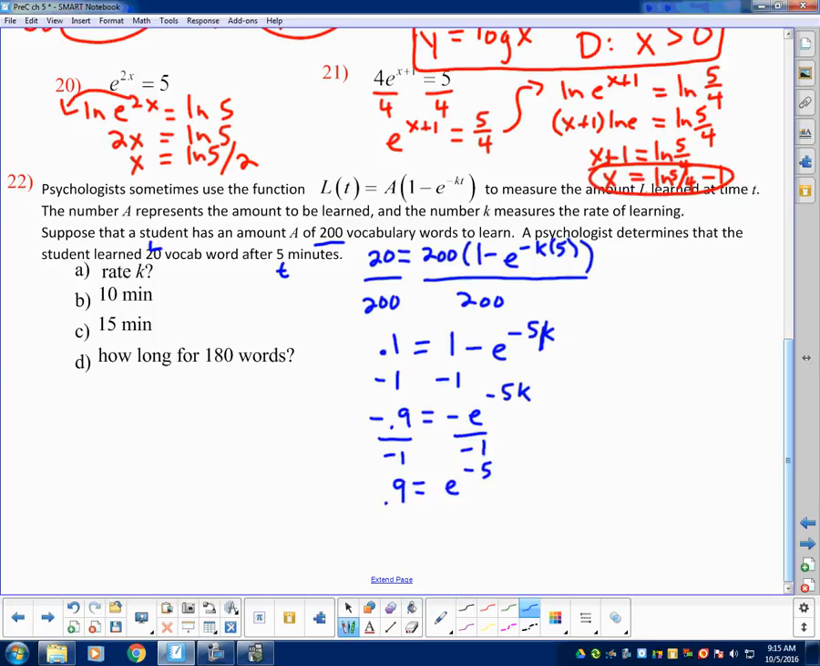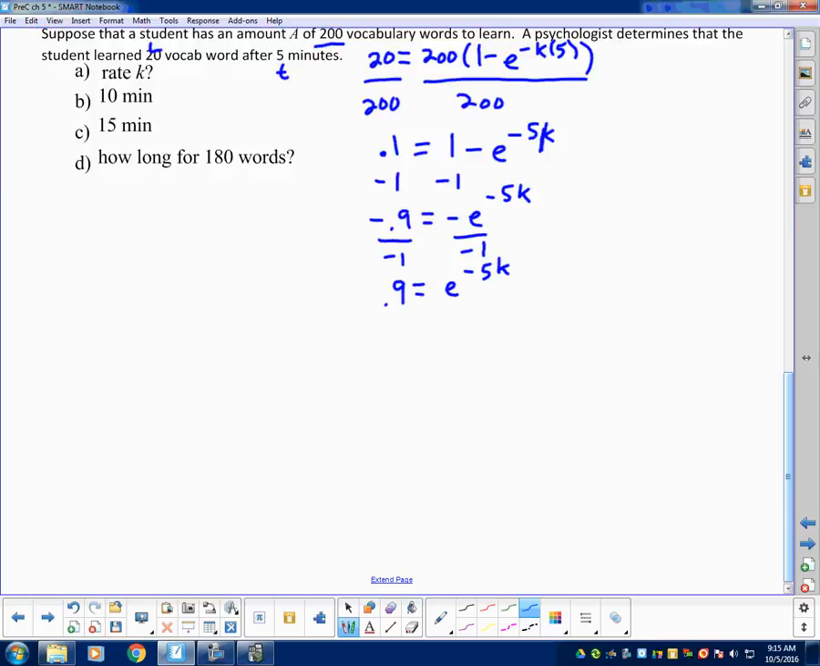Now it's like problem number 20, right? E is now all by itself. There are no coefficients of e, and there are no numbers being added or subtracted from that exponential expression. So I can take ln of each side. So ln of 0.9 equals ln of e to the negative 5k. And we've learned that ln of e to any power is just that power, right? So negative 5k on the right. This is ln of 0.9. And then the final step is to divide by negative 5.